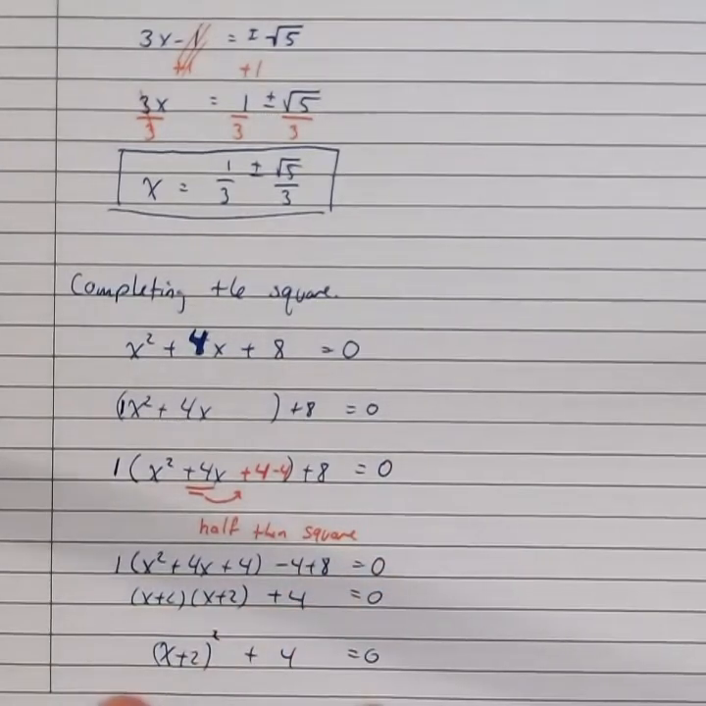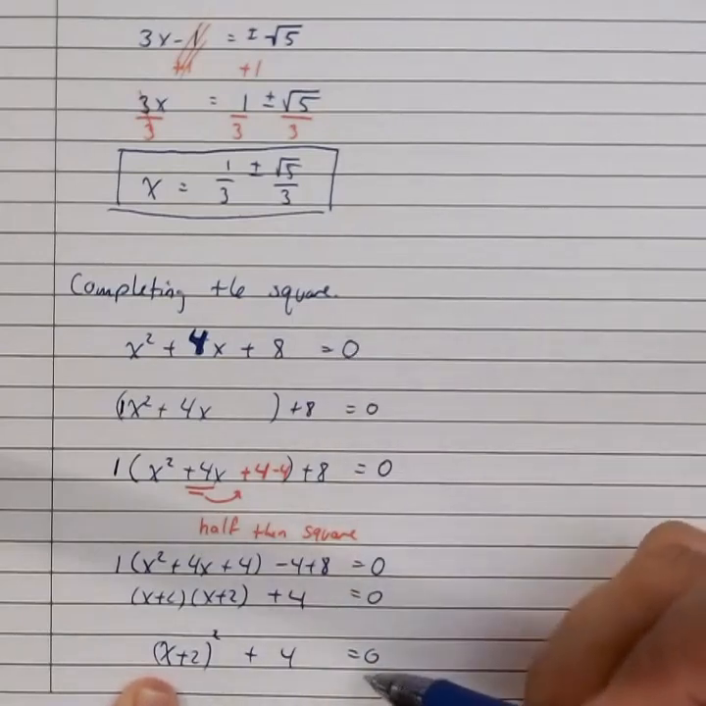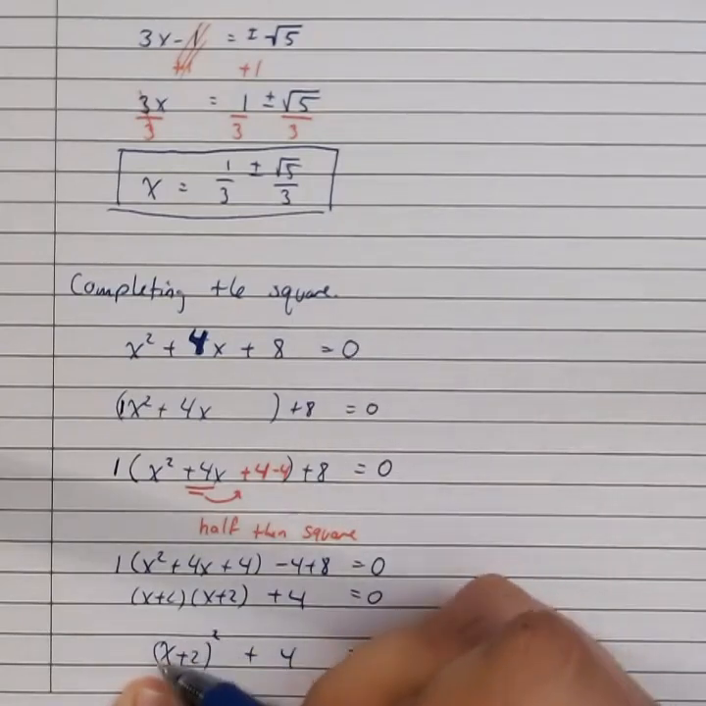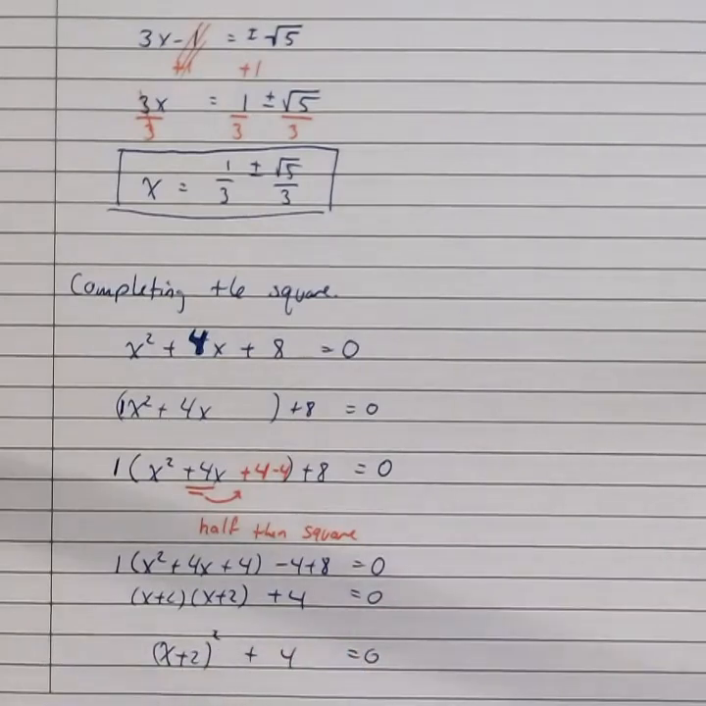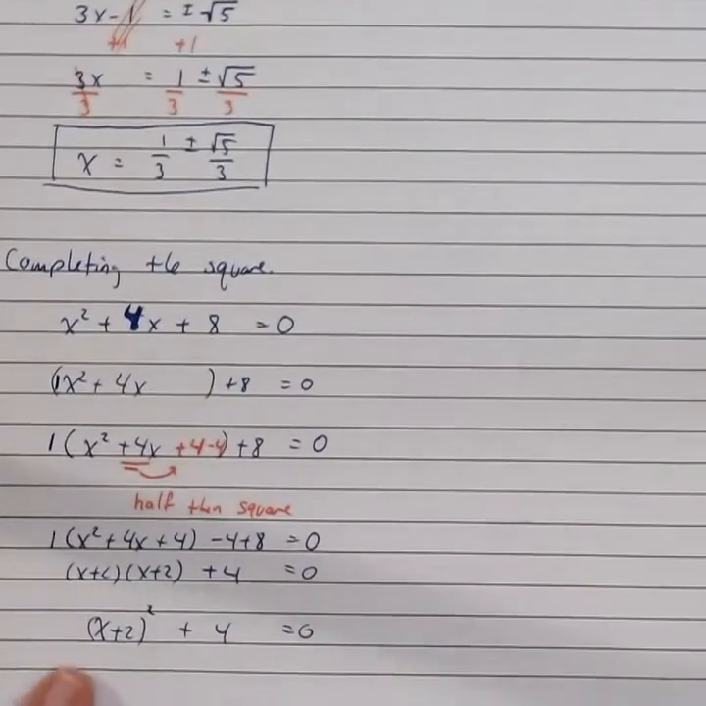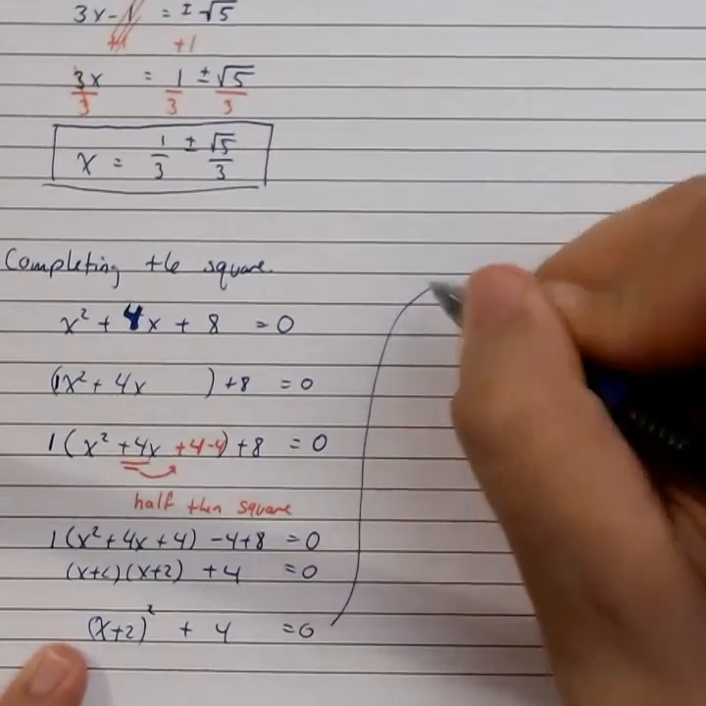I haven't solved anything, but notice that I've taken my problem and rewritten it in a way that now I can extract the square, because now I have something squared and a number. So at this point, we have now completed the square. So now let's take this and solve by extracting the square.